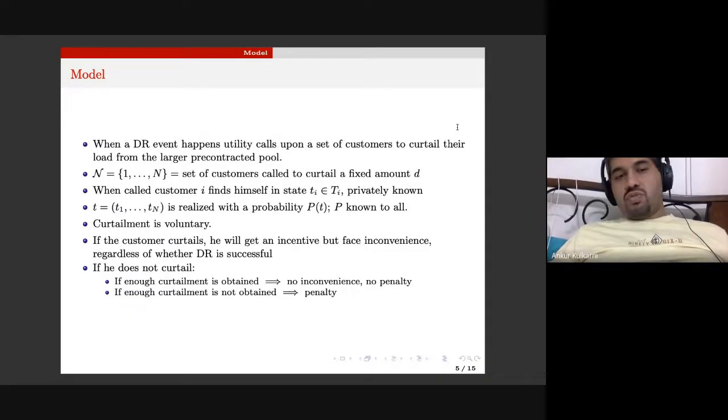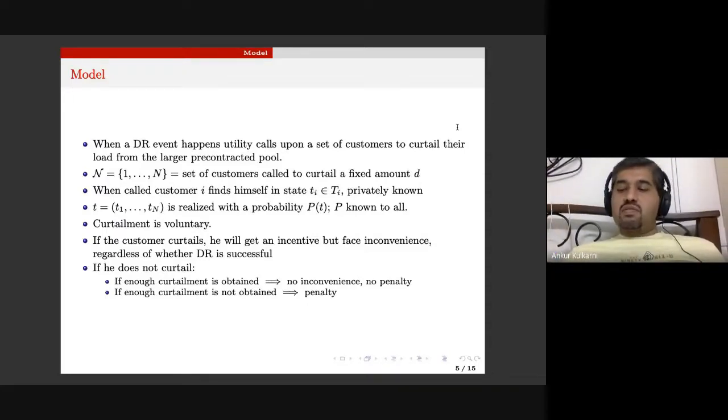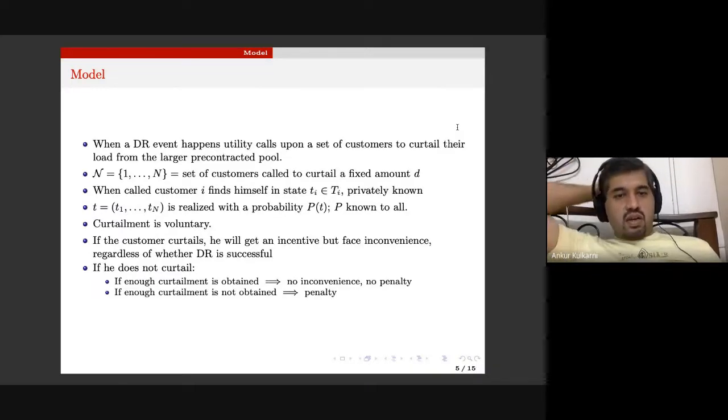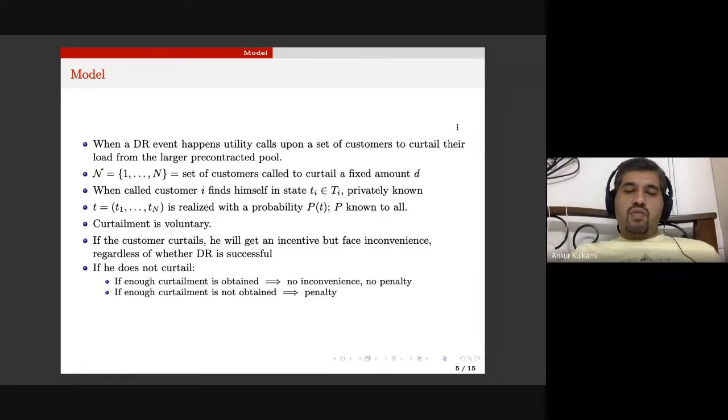So here is going to be our approach towards this. A DR event happens when there is a need for some kind of curtailment from the consumers. The utility calls upon a set of consumers. There is a communication channel between the utility and the consumers. The utility calls upon that set of consumers to curtail their load from a larger pre-contracted pool. There is a pool of consumers that has already entered into a contract which gives the utility the right to call them to curtail. But whether they will actually curtail or not is still the choice of the consumer. It just gives the utility the right to call them.